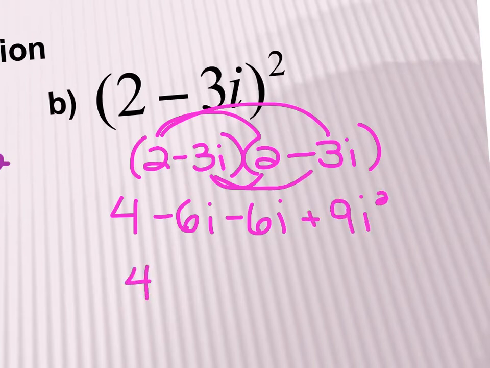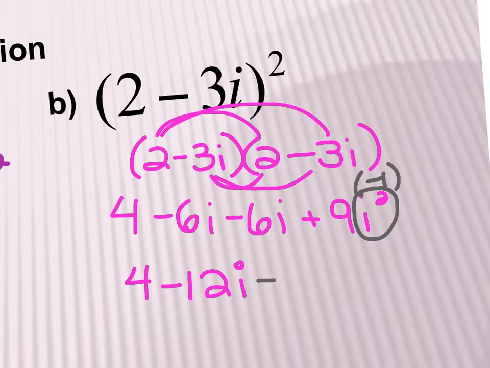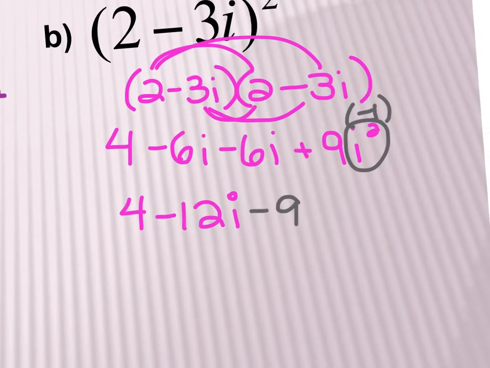So this becomes 4 minus 12i. This i squared becomes a -1, so that's -9. And I get -5 minus 12i.